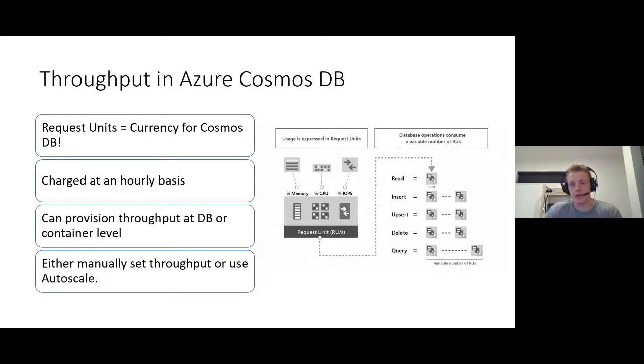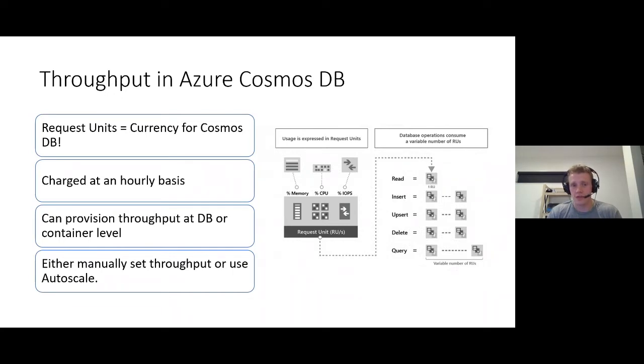When we talk about throughput in Azure Cosmos DB, we come across this concept called request units. Request units are essentially the currency for Cosmos DB, and as you read up about request units and throughput in Cosmos DB, you'll see them referred to as RUs for short. Essentially, request units abstract the system resources required to perform operations against our Cosmos DB accounts. So whether you're doing reads, writes, inserts, those all cost request units. And this is across all APIs.